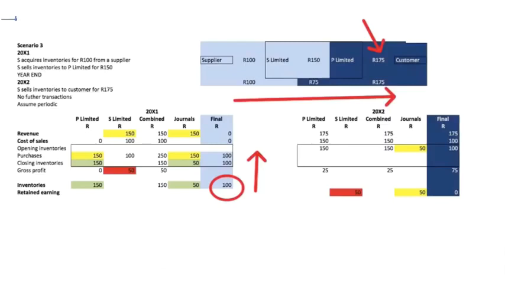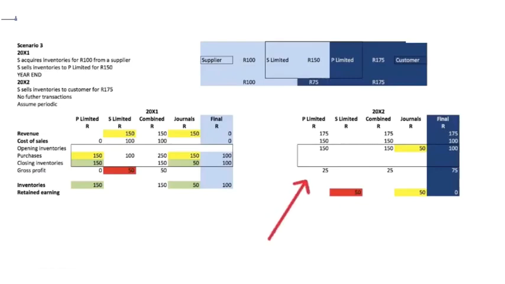However, there is no general ledger for the group, so that cannot be our starting point. That's where we want to get to, and that can be clearly seen here in our final column. We want revenue of 175, we want cost of sales of 100 with no inventories on hand, assuming again this is the only transaction. How do we get there? We follow our consolidation process.